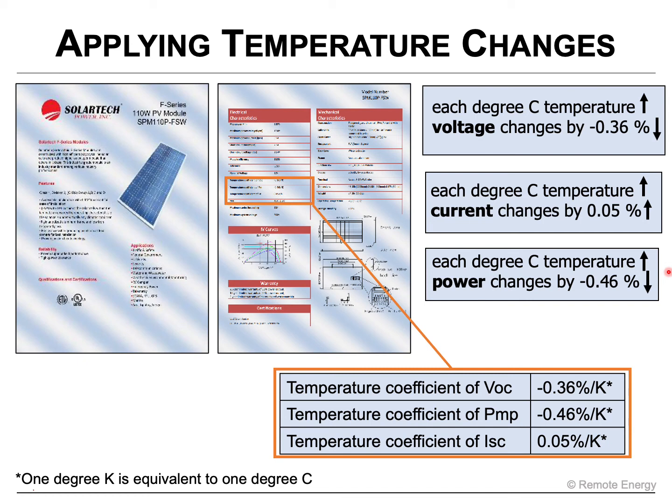So we can take the real calculations that we see out in the field and we can apply them to the specific module that we're using by looking at its specification sheet. And notice that these temperature changes were written in percent per degree Kelvin. And we have a note here that says 1 degree K is equivalent to 1 degree C. So that is just the side note for looking at temperature changes.